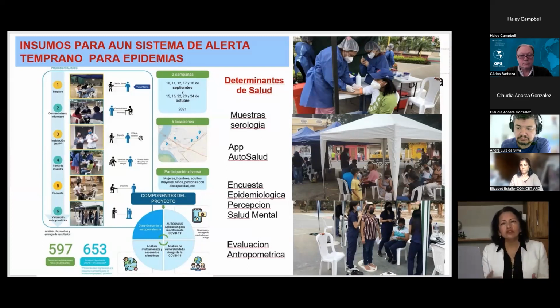So, trying to see what the conditions were, what could be some risk factors for the people who could contract the virus. In total, we gathered more than 600 cases, of course following the established codes of ethics, and the results are still being analyzed, but we hope to publish them very soon.